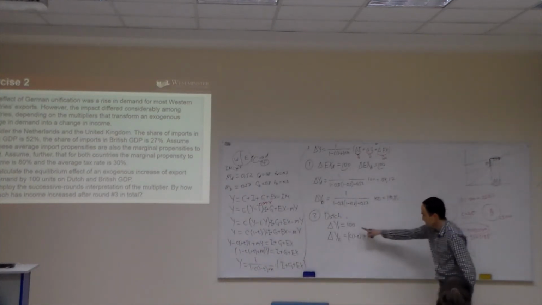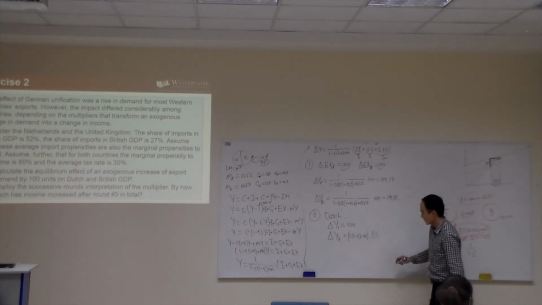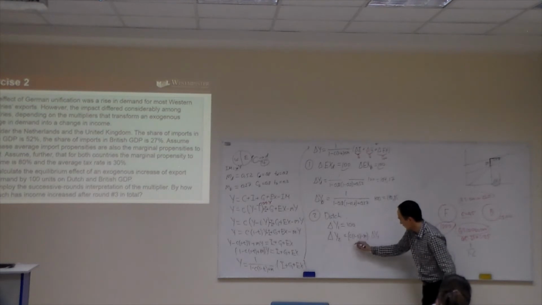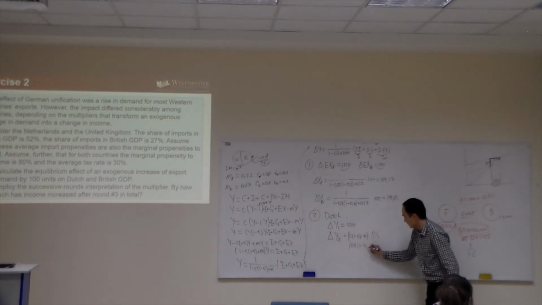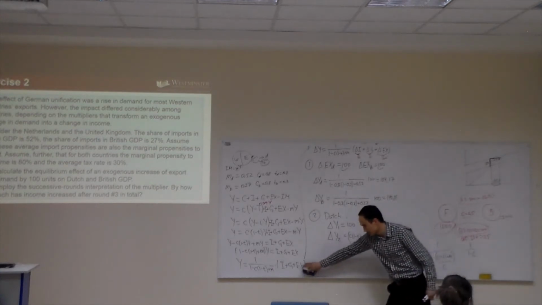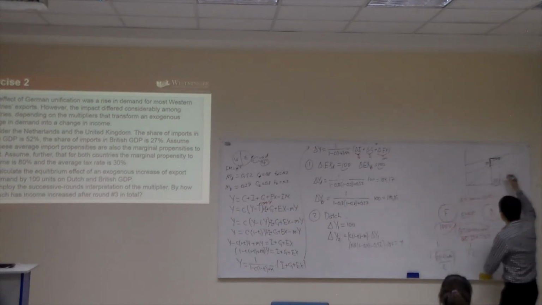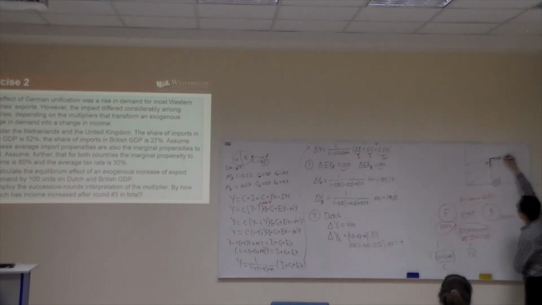The first change. So if you calculate it, this is equal to marginal propensity to consume of 80%, and tax rate is 30%, import is 52% for the Dutch economy, right? Times 100, which is equal to 4. Yes? 4. So now, this is 4.